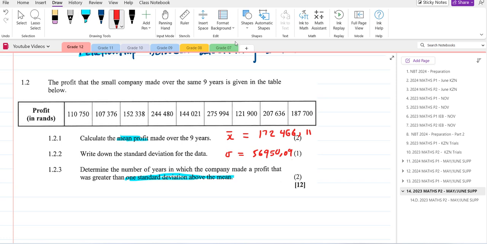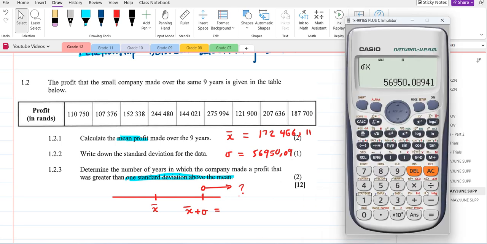draw a number line to explain how we're going to calculate this. We know the mean is in the center, right? So what's the mean? 172,466, and one standard deviation above the mean is somewhere around here. One standard deviation above the mean is all these values. We want to know the number of values here. So we're going to say x bar plus one standard deviation. We're adding those two up basically.